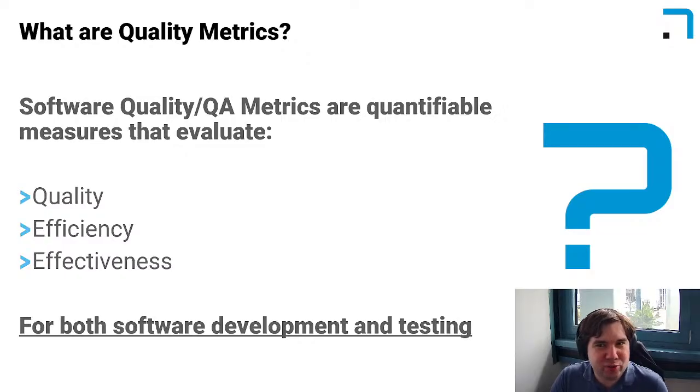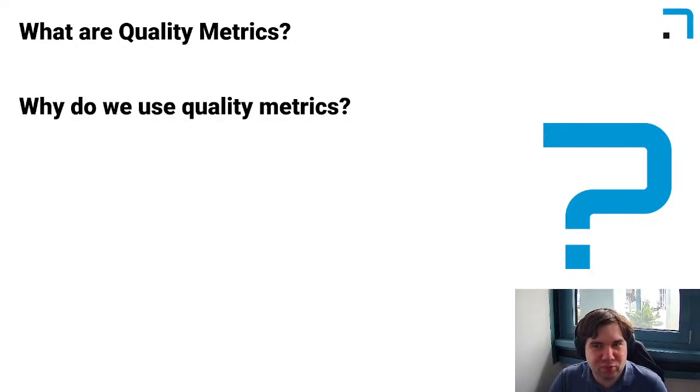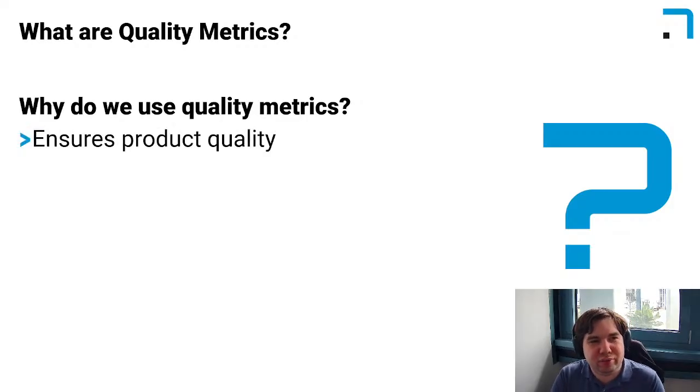But why do we use quality metrics in the first place? Well, the obvious answer is because it's quality. It ensures product quality. What do I mean by product quality? I mean both functional as well as non-functional requirements. So product quality is related to both of these aspects. And if we ensure that we're meeting functional and non-functional requirements, then we should have a very high product quality, as long as our requirements are, of course, well defined.